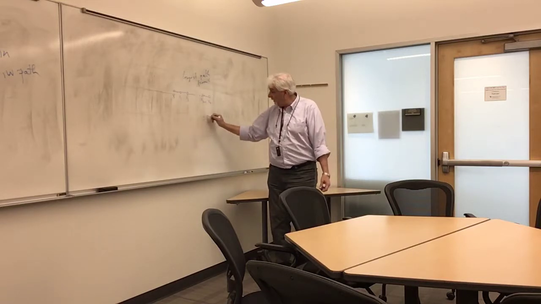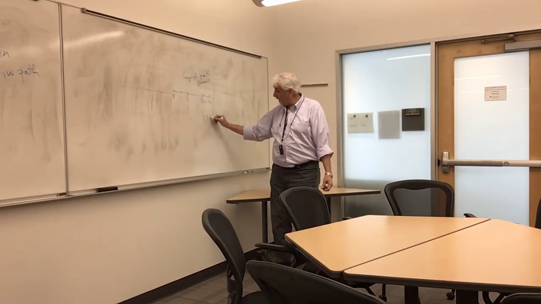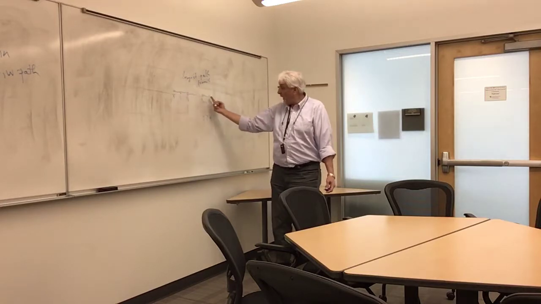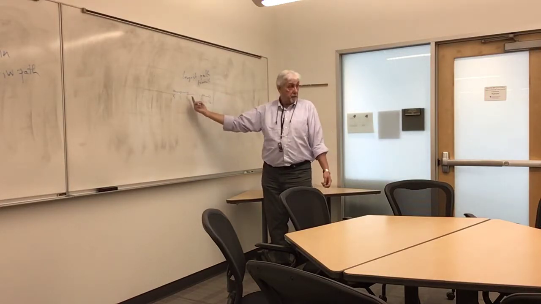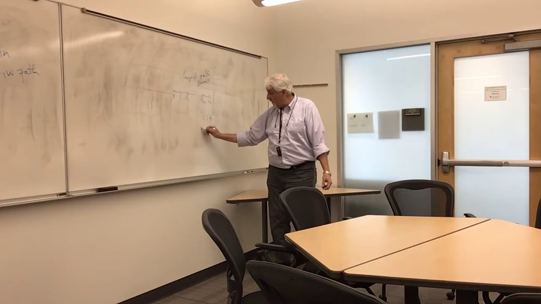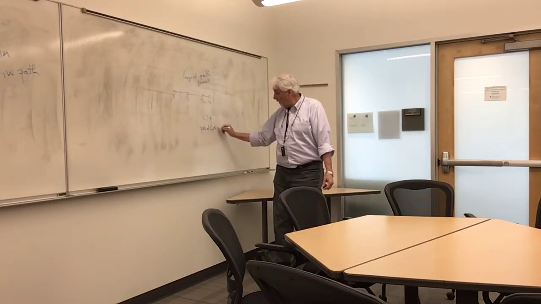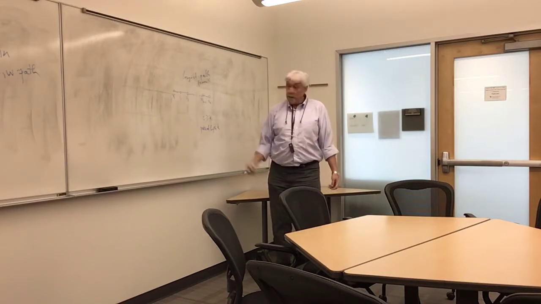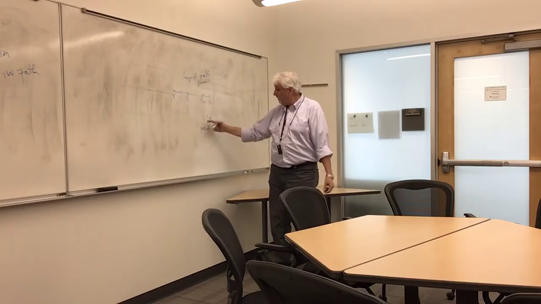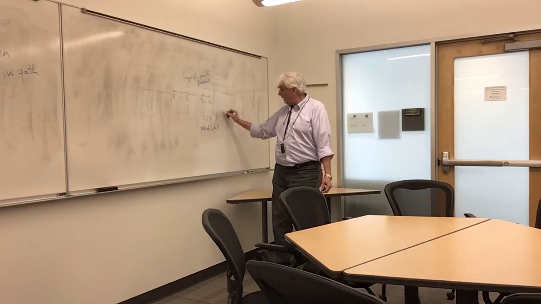If T is greater than or equal to K, then I would have a longer path. So T must be strictly less than K.